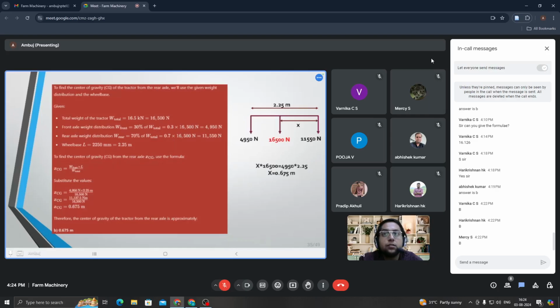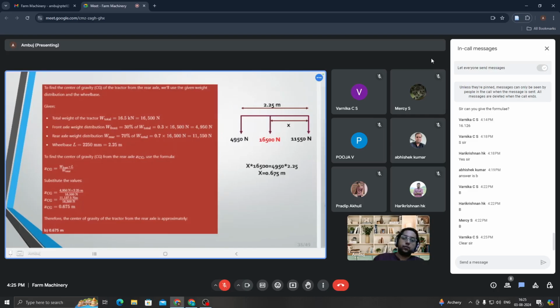Is it clear, or is some doubt there? Balancing the weights about the rear axle: x into 16500 equal to 4950 into 2.25. Just simple balancing of the moments about the rear axle. Already four of you have solved it, so I'm assuming it is clear to you. Yes, we'll move forward.